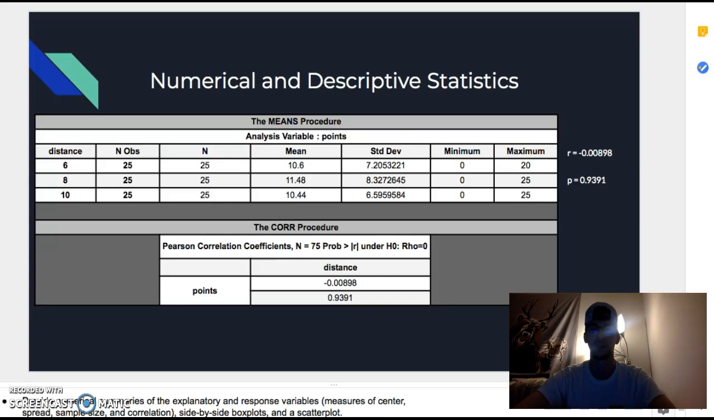Next, we used the correlation procedure. Sorry, that's my dog.